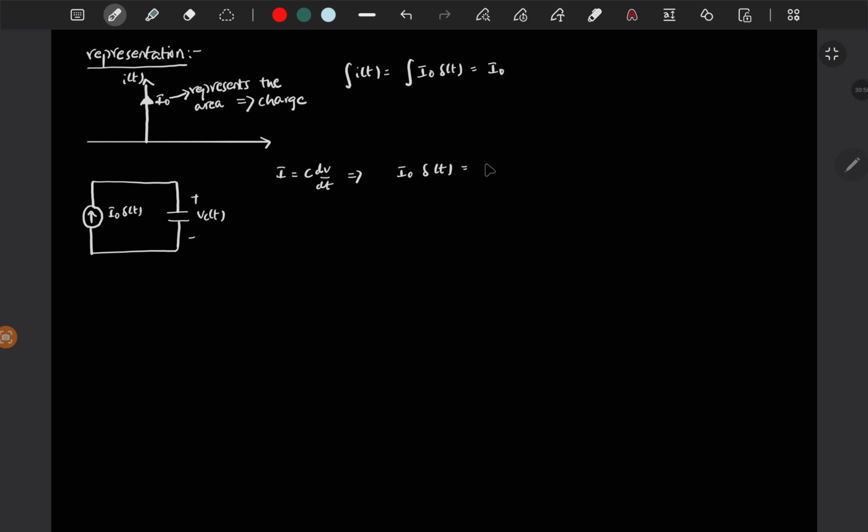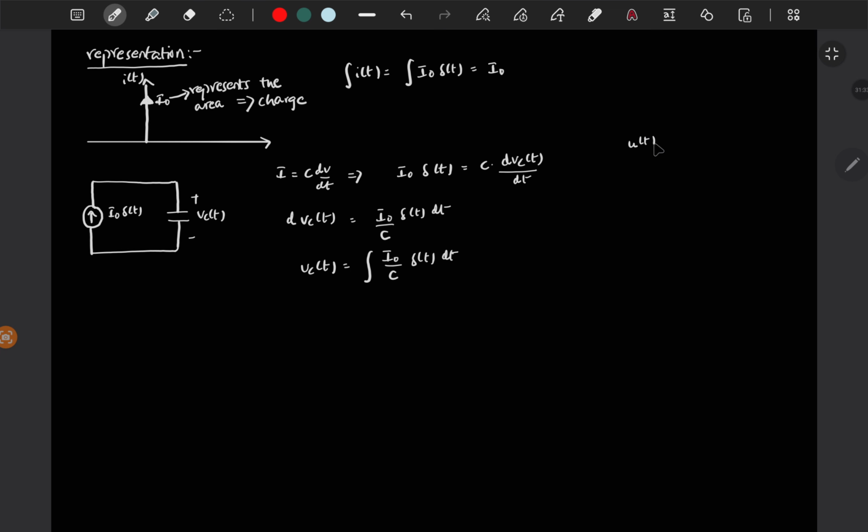The impulse current is I naught del of t. C dVc by dt, so dVc by dt is I naught del of t dt by C. So Vc of t is the integration of I naught by C del of t dt.